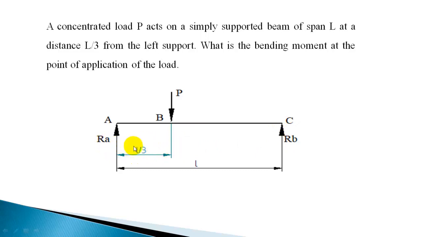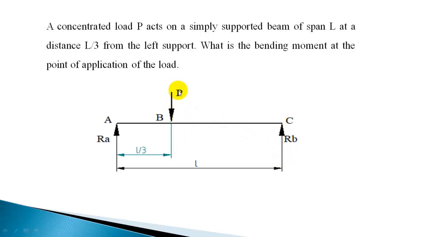Now this length is divided in the ratio 1:2. This is one part, L by 3, and the total is L, so the other distance is 2/3 of L. So the distance is divided in the proportion 1:2, and the loads will be shared in the proportion 2:1. Two parts of the load go to the nearer support, and one part to the other.